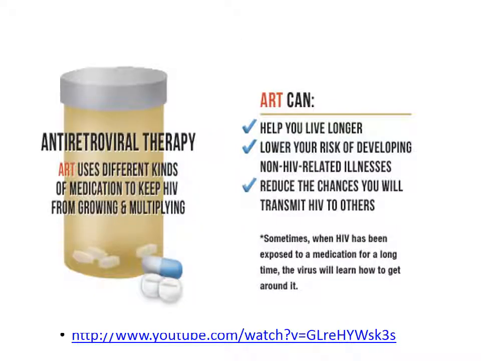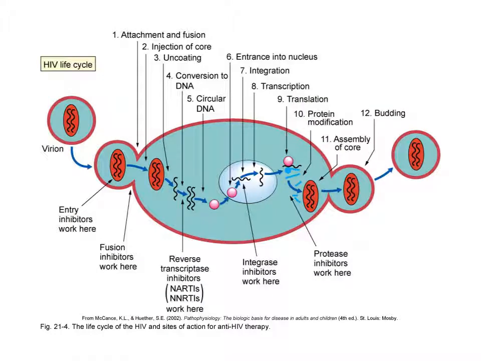Antiretroviral therapy is important in AIDS patients, as ART uses different kinds of medications to keep HIV from growing and multiplying. Antiretroviral therapy can help patients live longer, lower the risk of developing non-HIV-related illnesses, and reduce the chances that they will transmit HIV to others. The HIV life cycle is presented here, and it shows where different types of ART therapy work.